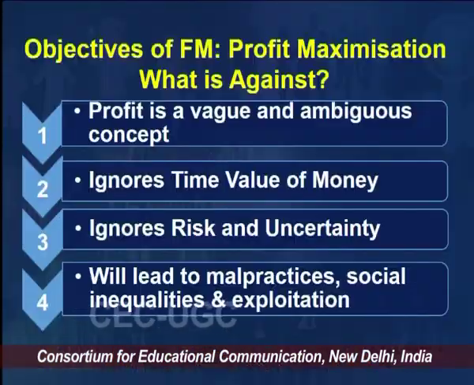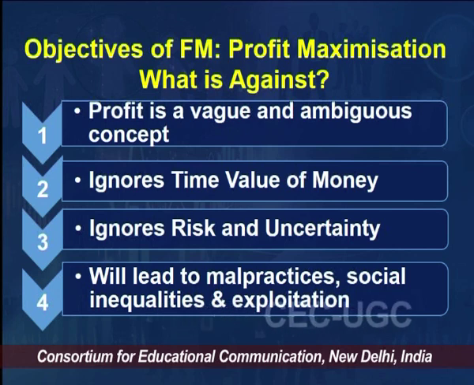Now the lobby which goes in favor of wealth maximization condemns profit maximization as the objective of financial management, and they have certain points against it. So what are those 4 points? First, profit is a vague and ambiguous concept. Second, profit ignores the time value of money. Third, profits ignore risk and uncertainty. And fourth, it will lead to malpractices, social inequalities and exploitation. Let me explain these 4 points to you now.